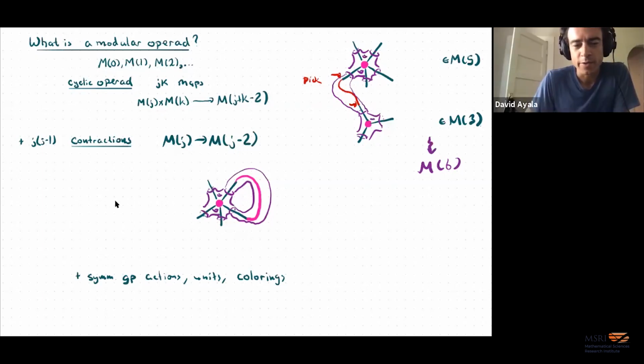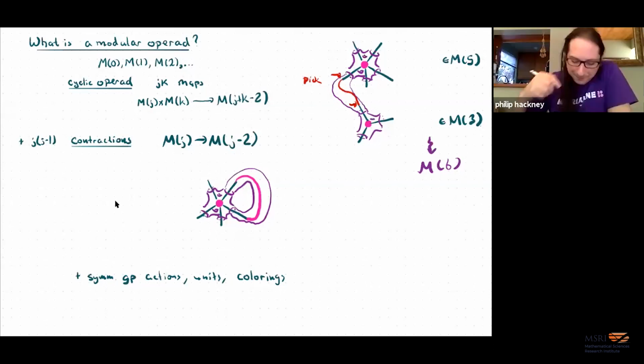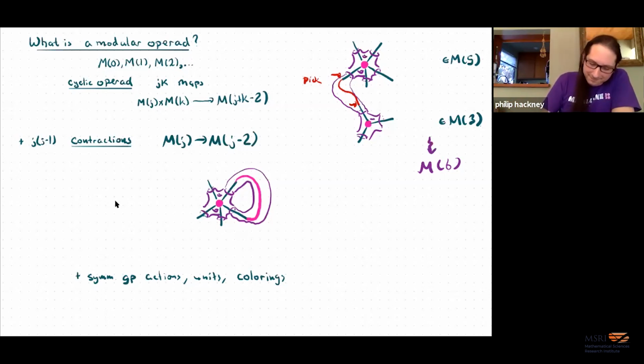I'll just pipe up. I see a question in the chat from David Yetter. Why j times j minus 1, not j choose 2? I think when I pick the first, I have j choices, and then I have j minus 1 things left over. Yeah, maybe it is j choose 2. Yeah, I agree. Thank you. Any other questions?